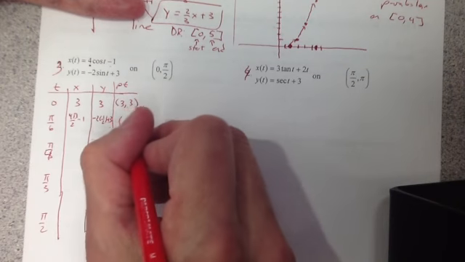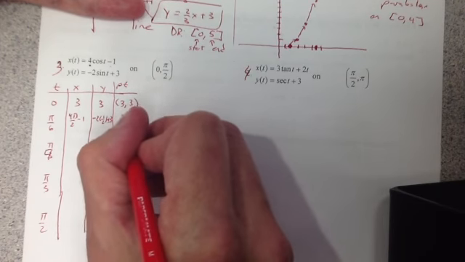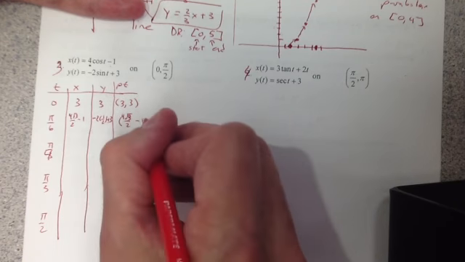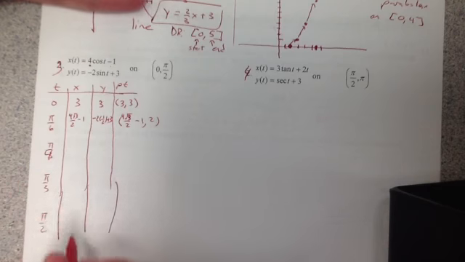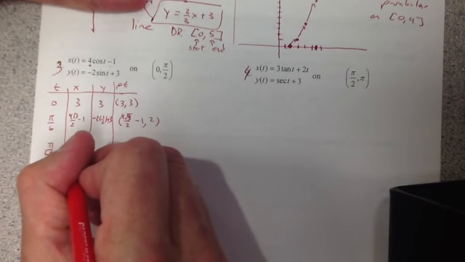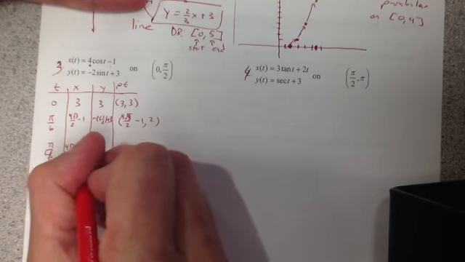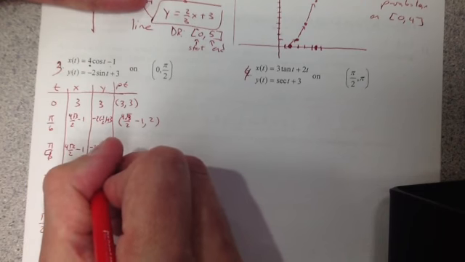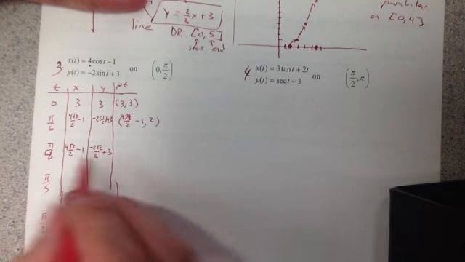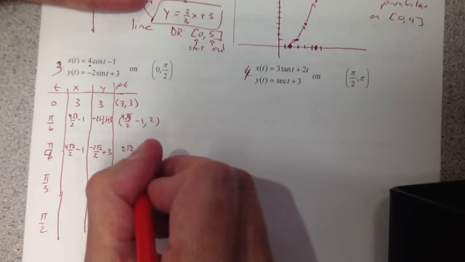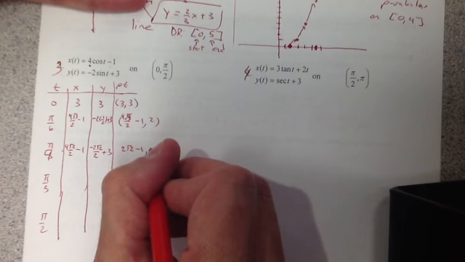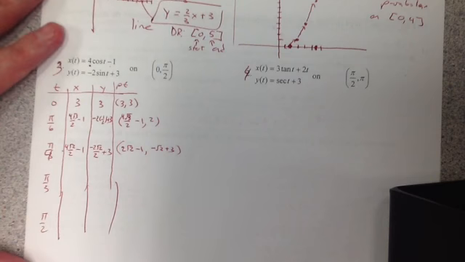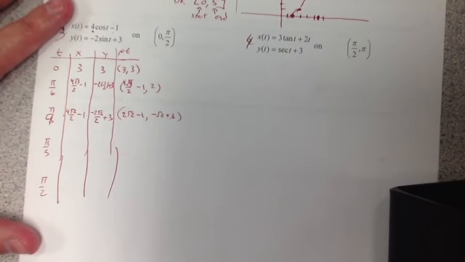So as a point, 4 root 3 over 2 minus 1, and that's just negative 1 plus 3, which is 2. Yuck. Plug in pi over 4. That's not too bad. 4 root 2 over 2 minus 1, and negative 2 root 2 over 2 plus 3. So easy to do. This is 2 root 2 minus 1, and negative root 2 plus 3. We're not going to worry about graphing this one, but we can just get the points here. That'd be pretty easy to do.